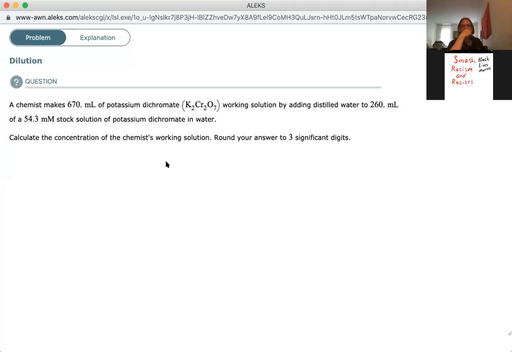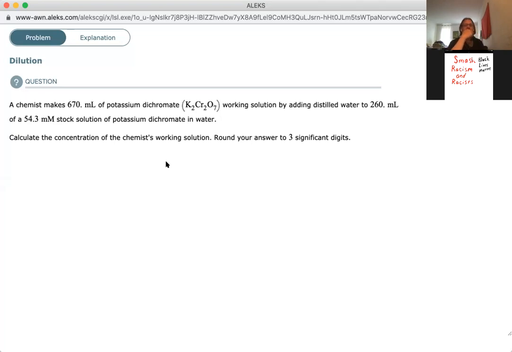A chemist makes 670 milliliters of potassium dichromate working solution. Okay, working solution is the stock solution, just for your terminology. I'm sorry, careful. A chemist makes 670 milliliters of potassium dichromate working solution by adding distilled water to the stock. So I was wrong. If you're adding water to the stock, that gives you the dilute solution.